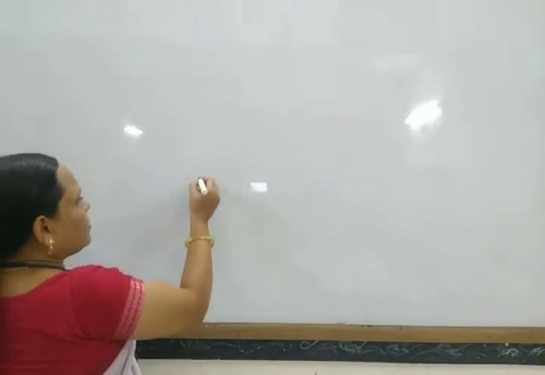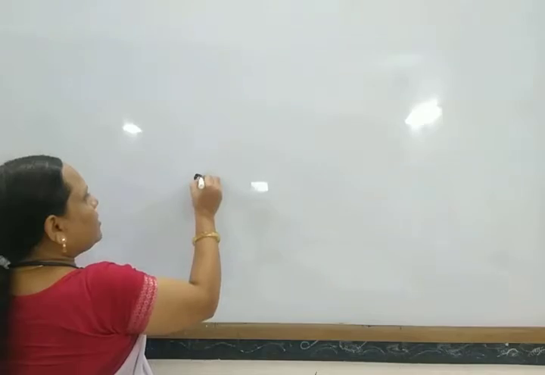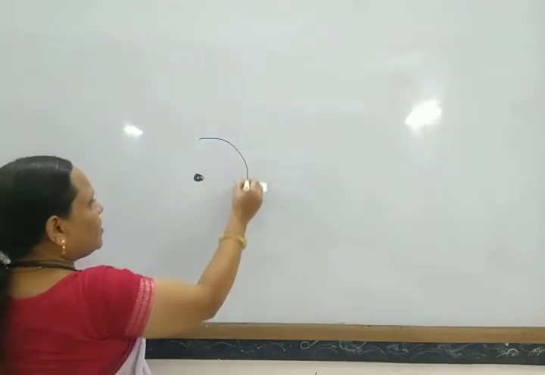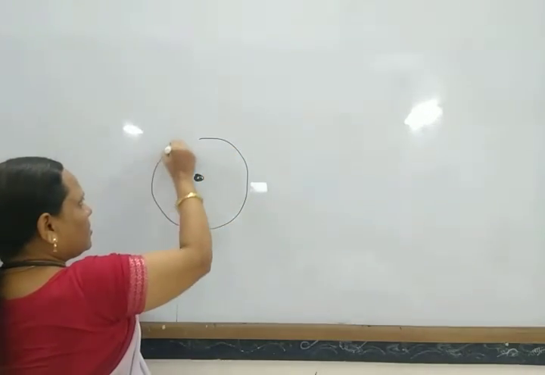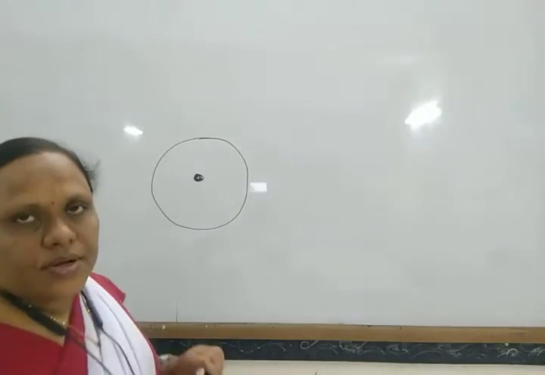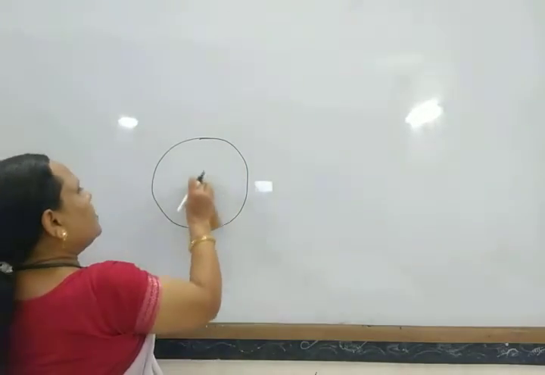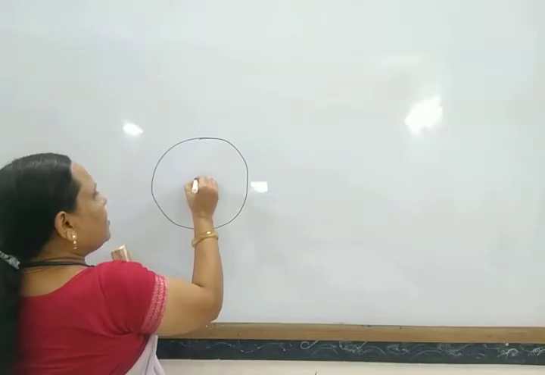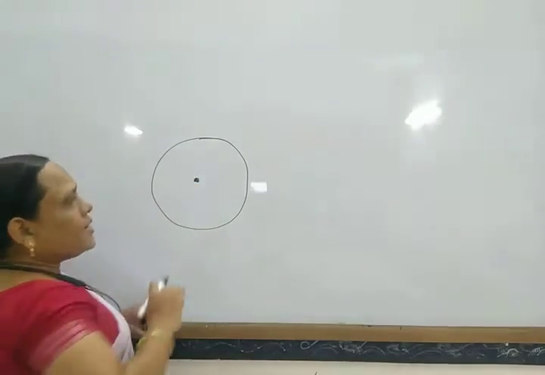Suppose this is the nucleus, and earlier it was said that the electron is moving in a certain circular path around the nucleus. But as we know, we cannot measure the position of the electron.